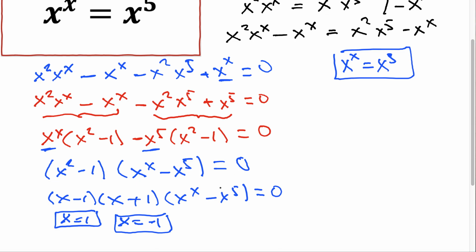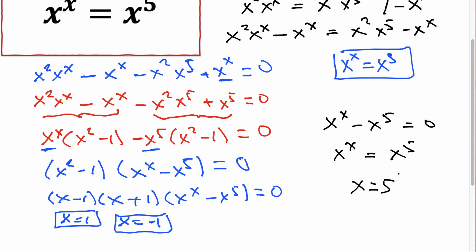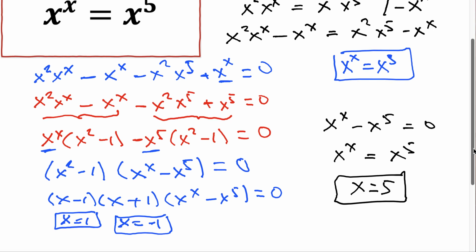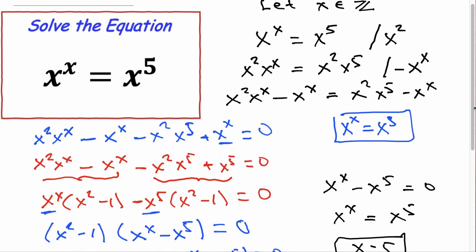And if we are taking the third factor here, x to the x minus x to the 5, and we equate with 0, this one can be x to the x is equal to x to the 5. According to the exponent property, if the base is the same, the exponents are the same, so x is equal to 5. And those are the three solutions: x is equal to 1, x is equal to minus 1, and x is equal to 5. And all of them are elements of the integers.